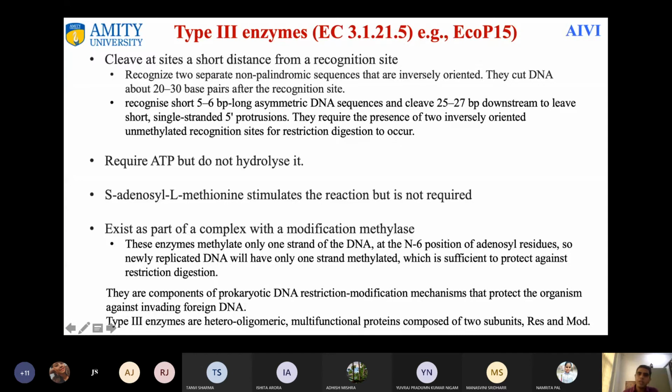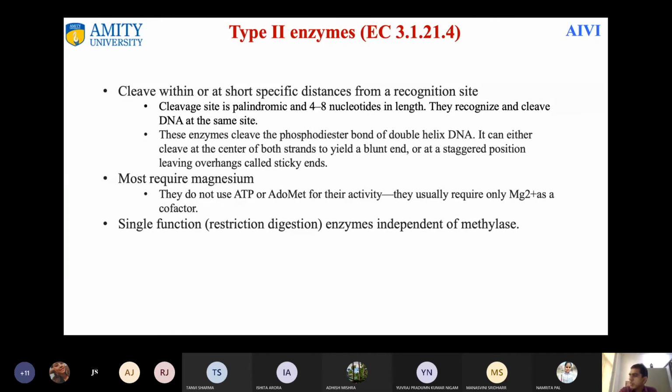Okay, so now next is the most important one, that is your type 2, and these are your engineers. Whatever type of enzyme you are going to study in detail or talk about in your laboratory, they are going to be of class type 2. So what are their properties? You first start from far away, then come a bit near, and now you reach within your recognition site.